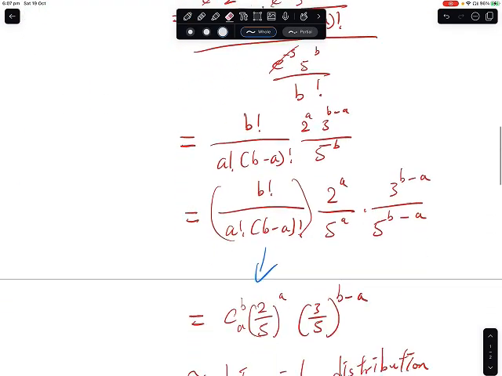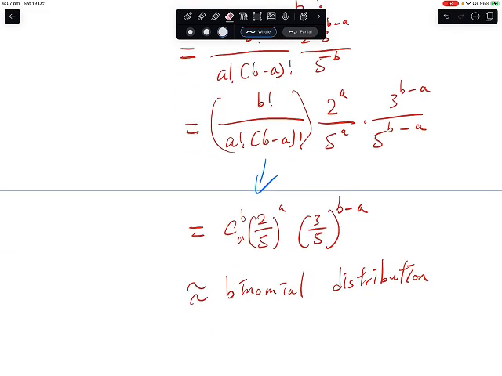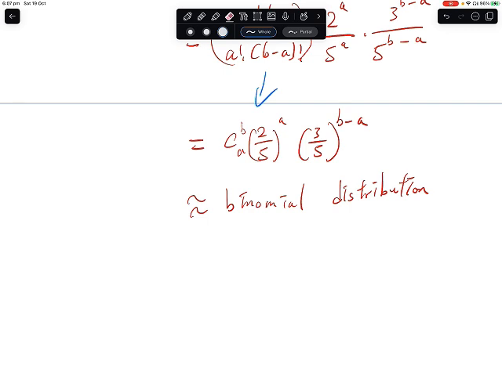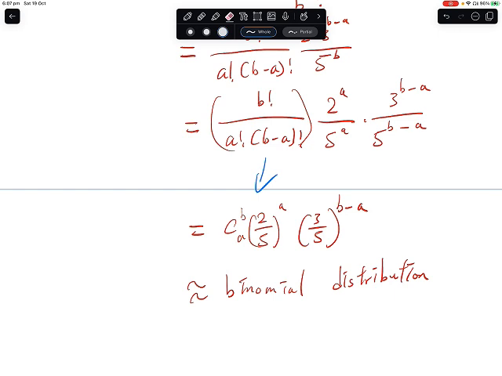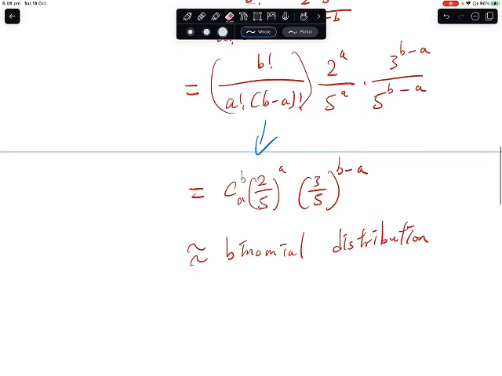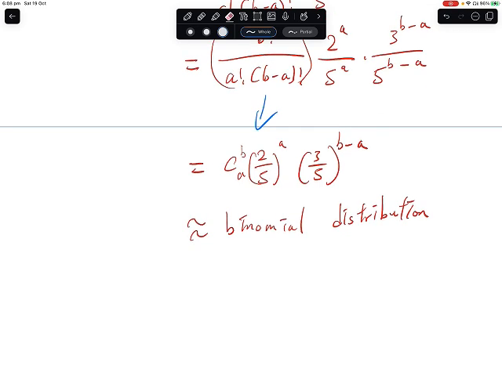I think that is all for today. In conclusion, the conditional distribution of X equals a, given that X plus Y equals b, is a binomial distribution. The number of trials is b, and the probability of success p is lambda 1 divided by the sum of lambda 1 and lambda 2. So we can write it like that.